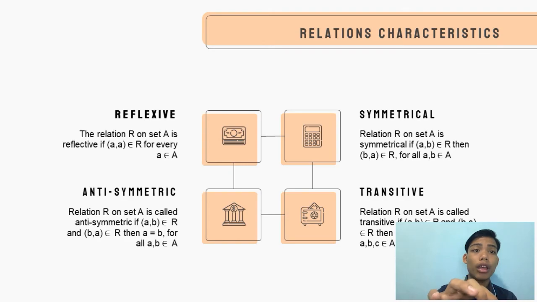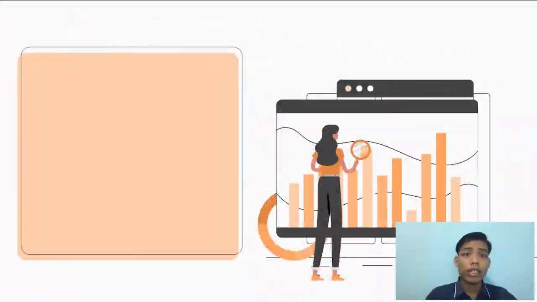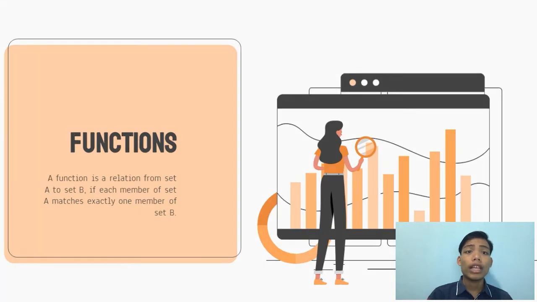Okay, that's about relations. And next, about functions. What is a function? A function is a relation from set A to set B if each member of set A matches exactly one member of set B. All members of set A, or the area of origin, are called the domain, while all members of set B, or the partner area, are called the codomain.